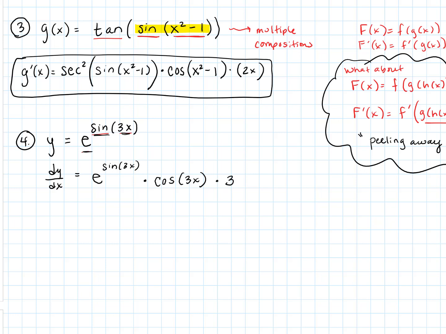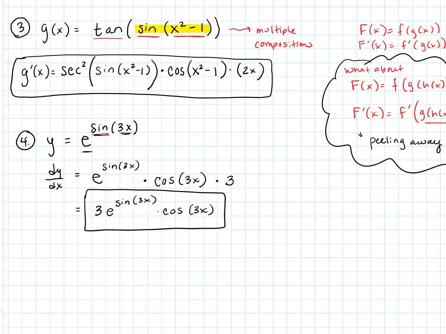So we really do just work our way through peeling away the layers, right? Think of it like an onion. You're peeling away the layers as you go in. Again, there's not a whole lot to simplify here, but I guess we might as well write 3e to the sine of 3x times the cosine of 3x. We could just move the constant to the front. Okay. And there's our derivative.